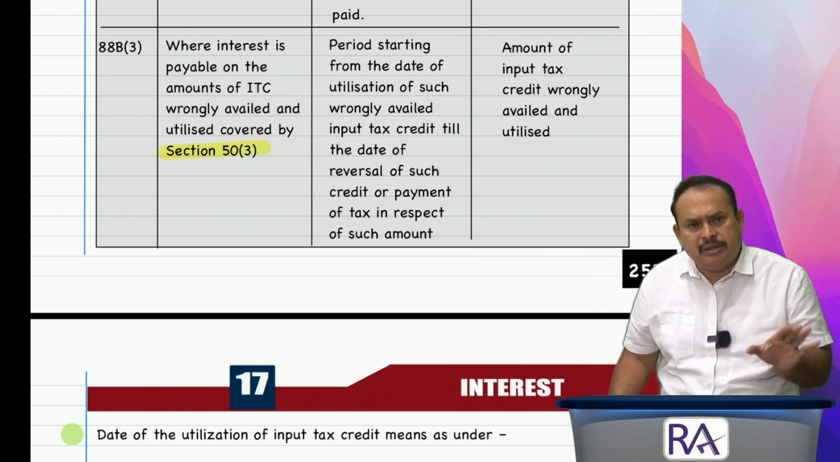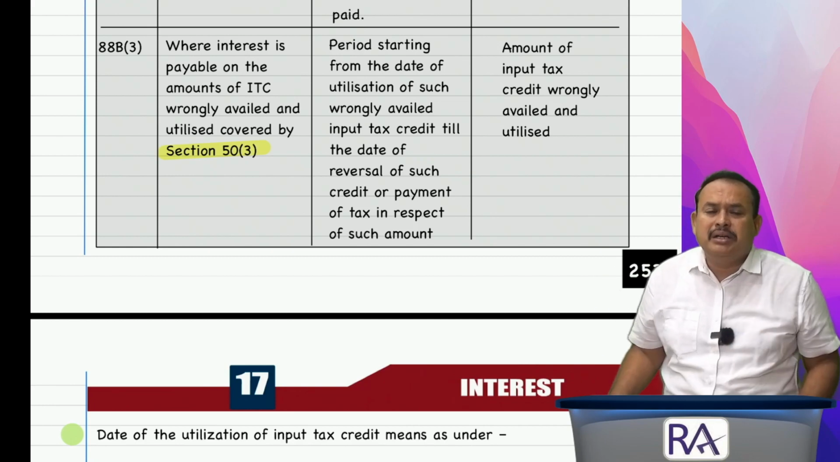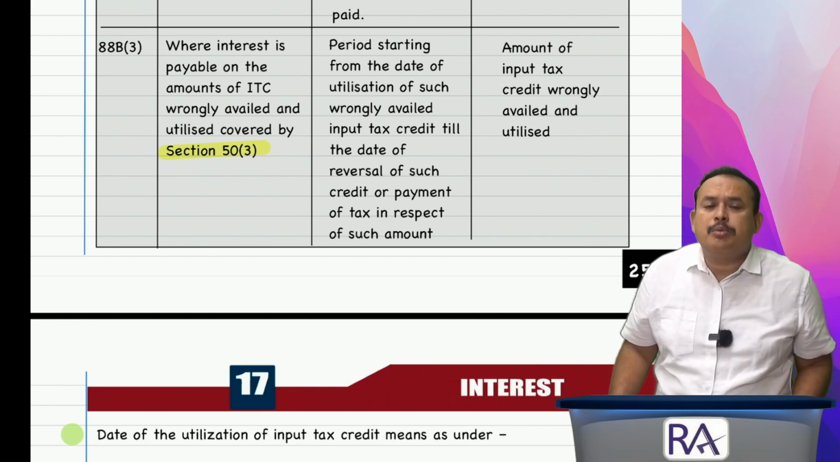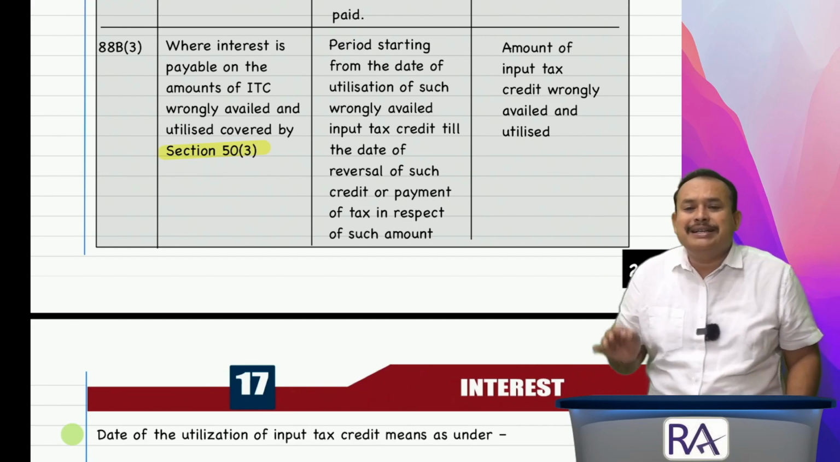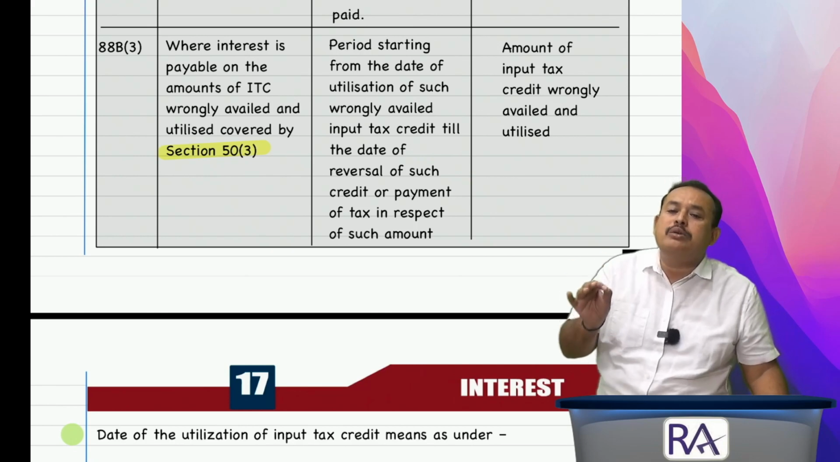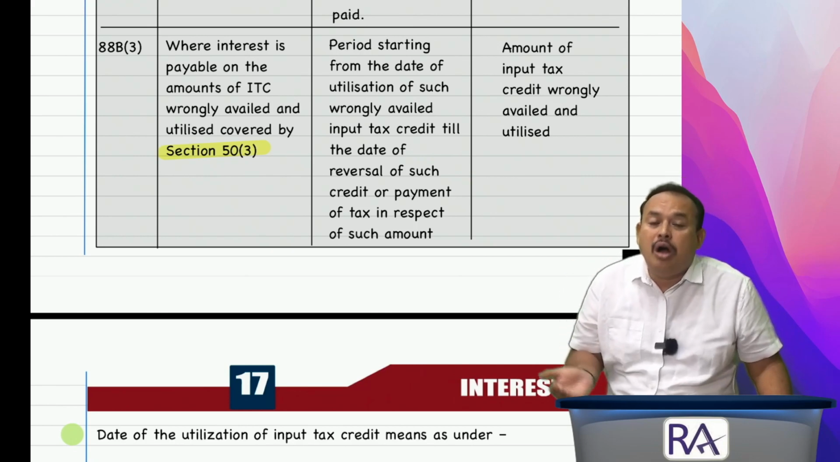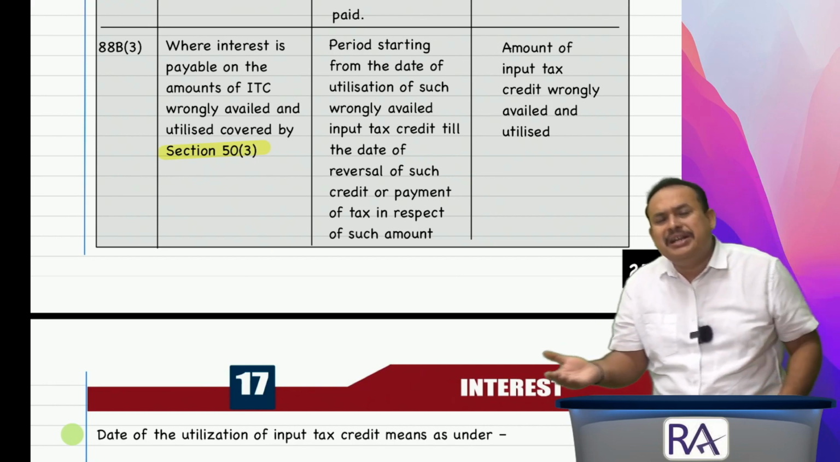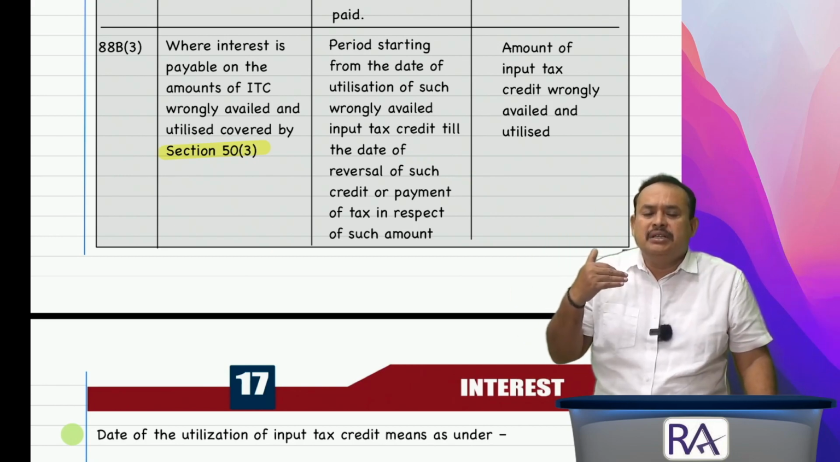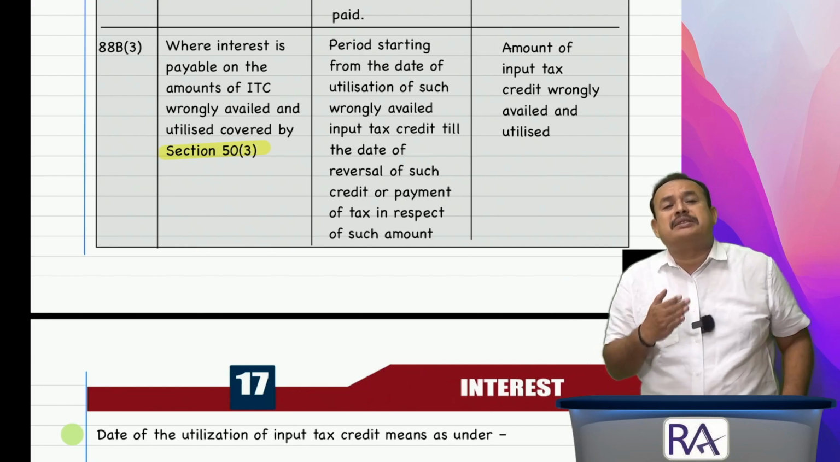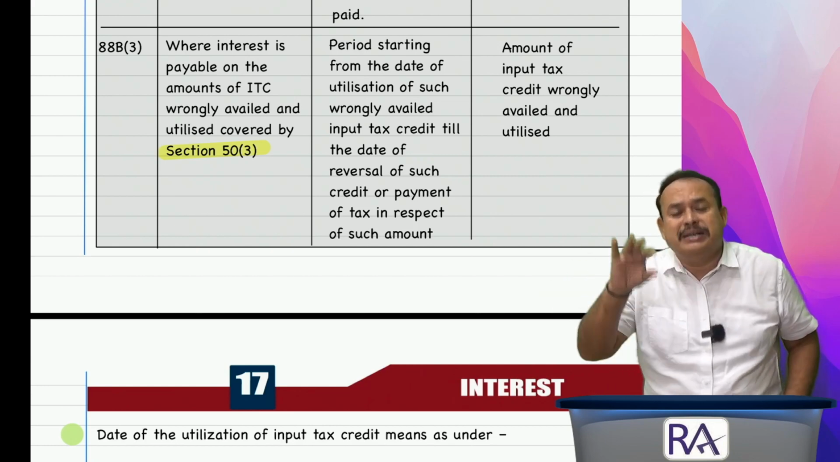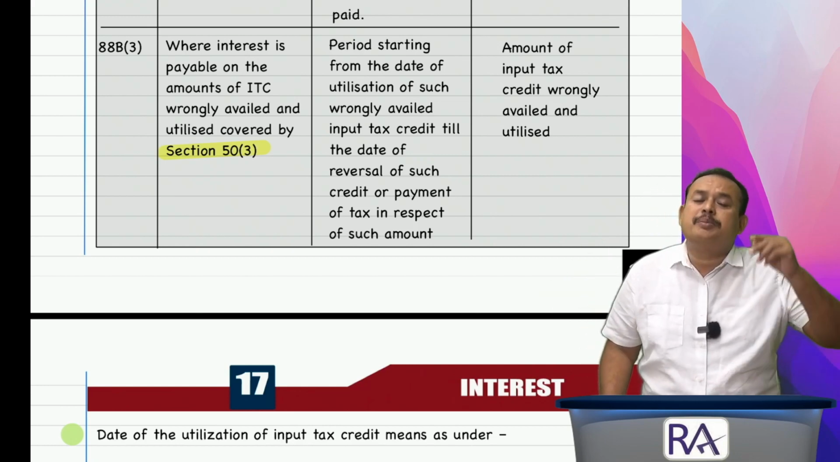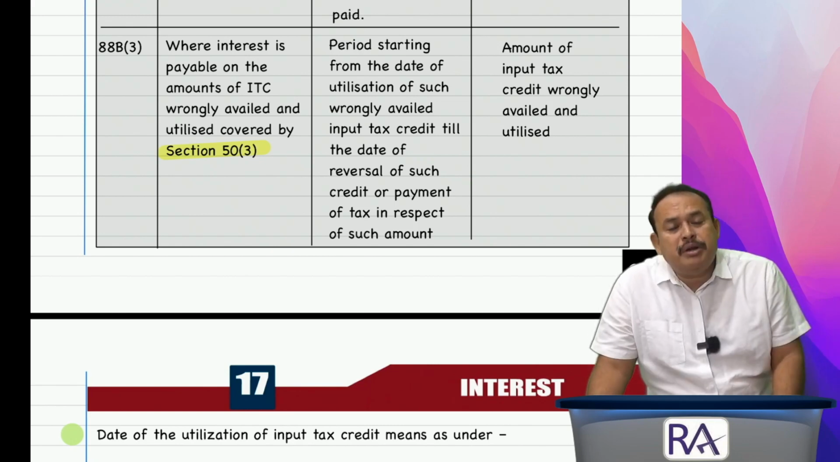It is very clear. Rule number 88B, sub-rule number 3 speaks where interest is payable on the amount of ITC wrongly availed and utilized. Then Section 50(3) will cover here to levy the interest for belated payment at the rate of 24% per annum. What do you mean by utilization then?